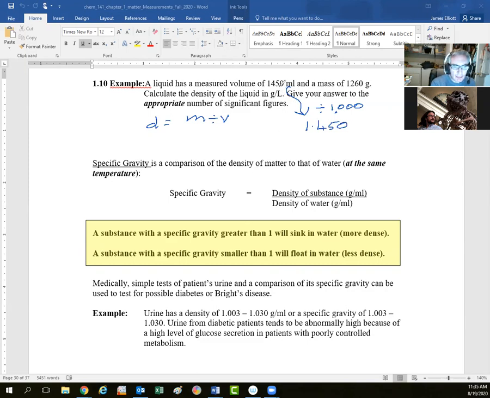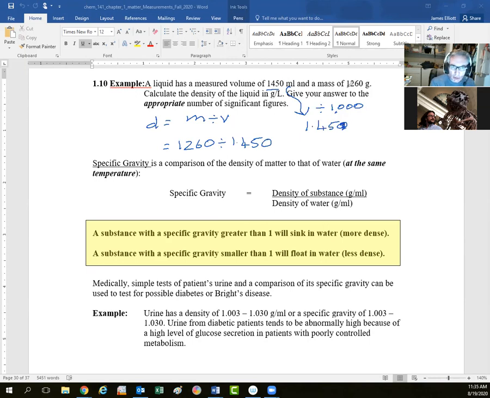And we've got the mass of 1,260 grams. Grams, that's fine. The calculation becomes 1,260 divided by the volume of 1.45. Although when you look at the volume initially, it's only 3 significant figures, and so the final answer must be the same number of significant figures. So we can't really count the 0 this time.